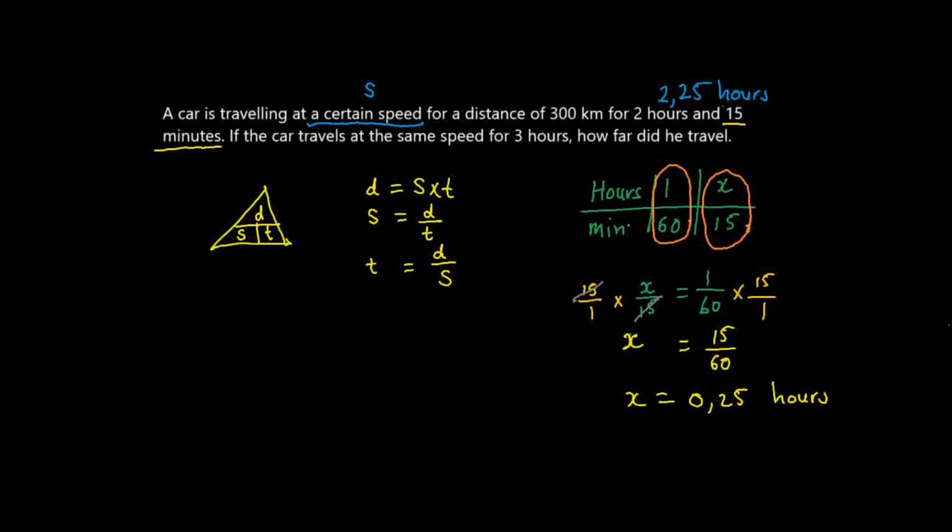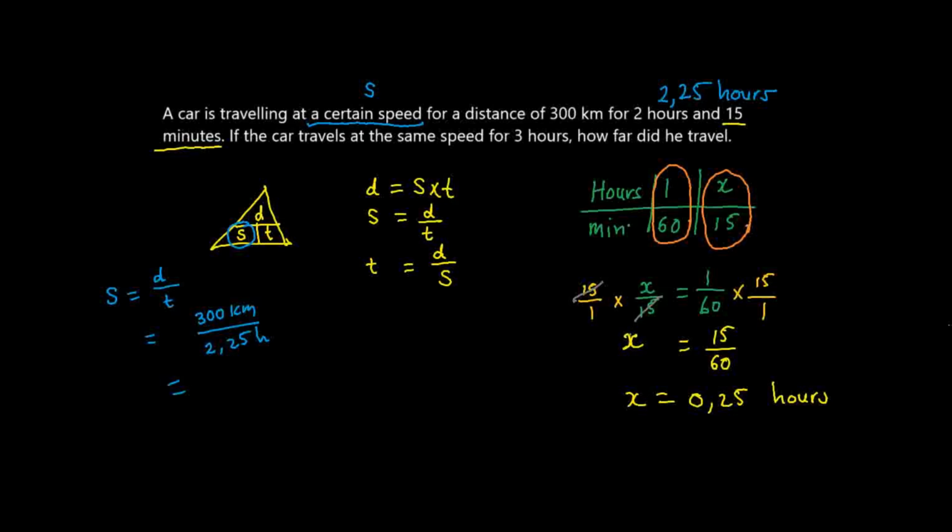I have seen many learners who attempted to just say 2.515, which is incorrect, right? 2 hours and 15 minutes is 2.25 hours, right? And that is the time. So now, as we said, we want to find speed. So let me answer it here. Speed is equal to distance over time, which is equal to, the distance is 300 kilometers and the time is 2.25 hours.